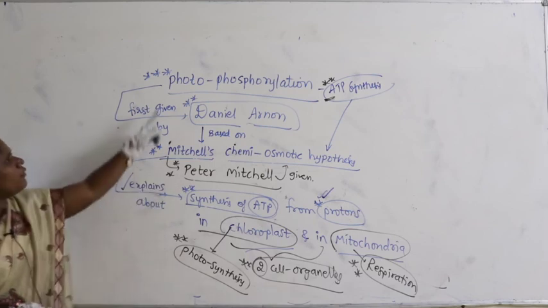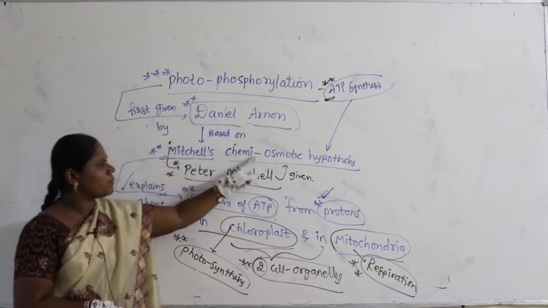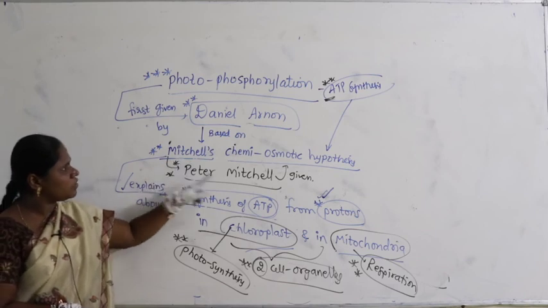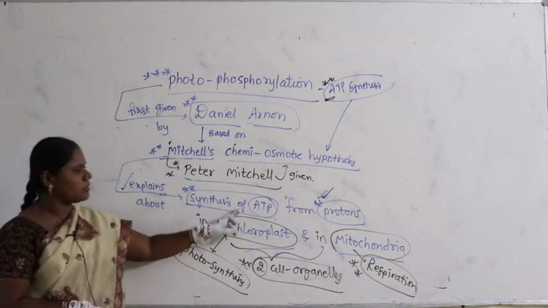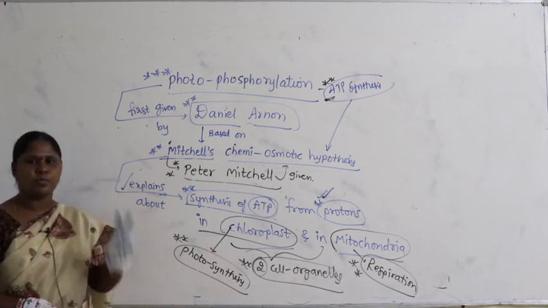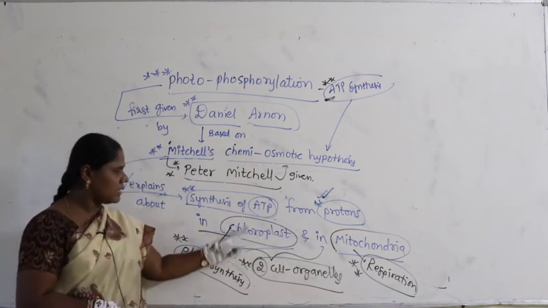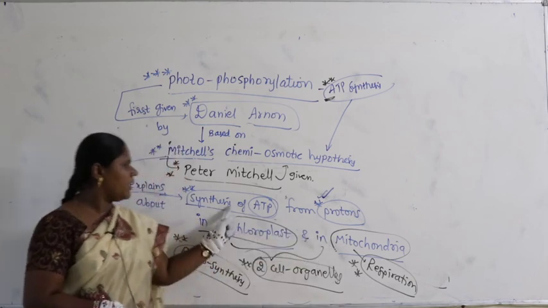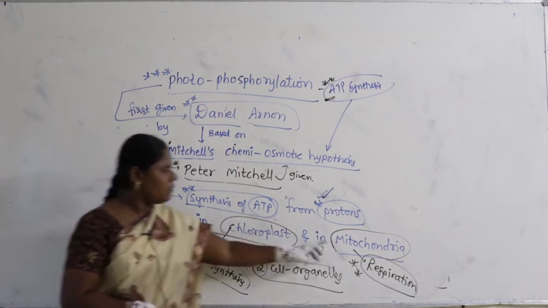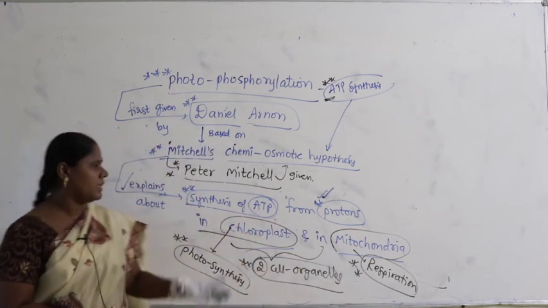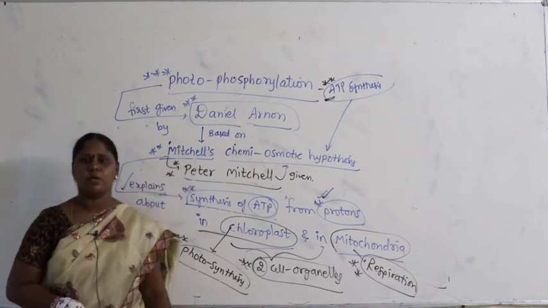So guys, let me quickly revise. The term photophosphorylation was given by Daniel Arnon. It is based on Mitchell's chemiosmotic hypothesis, a concept given by Peter Mitchell. This explains how ATP synthesis takes place from protons in two important cell organelles. One is chloroplast, where ATP synthesis takes place in photosynthesis. The other is mitochondria, where ATP synthesis takes place during respiration. Both are explained by Peter Mitchell's chemiosmotic hypothesis.